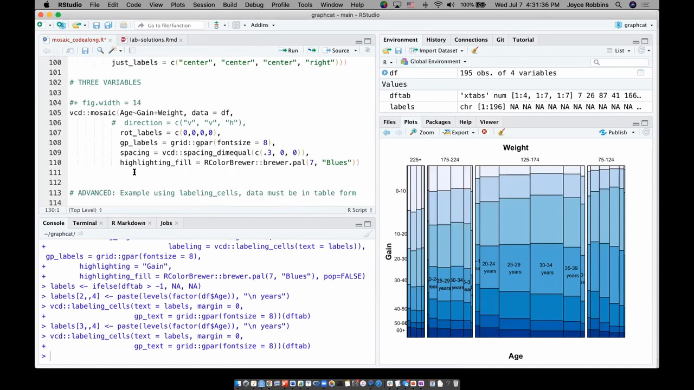I am out of time, so I'm going to turn it over to Luda to talk about alluvial diagrams. And we can take questions, I think, during the lab or after the lab. I think that'll work best.